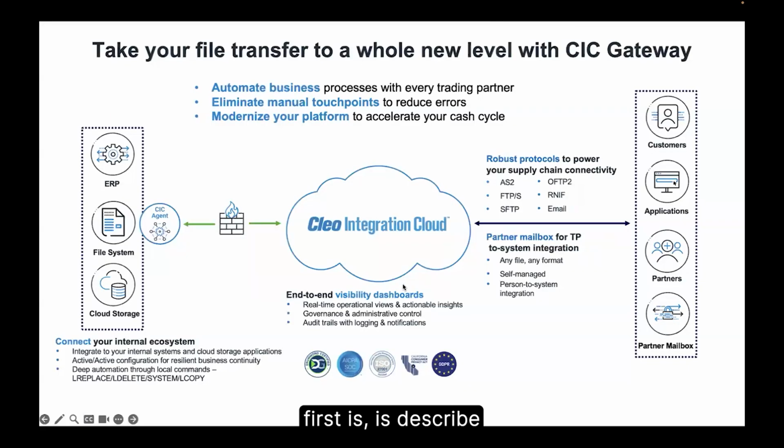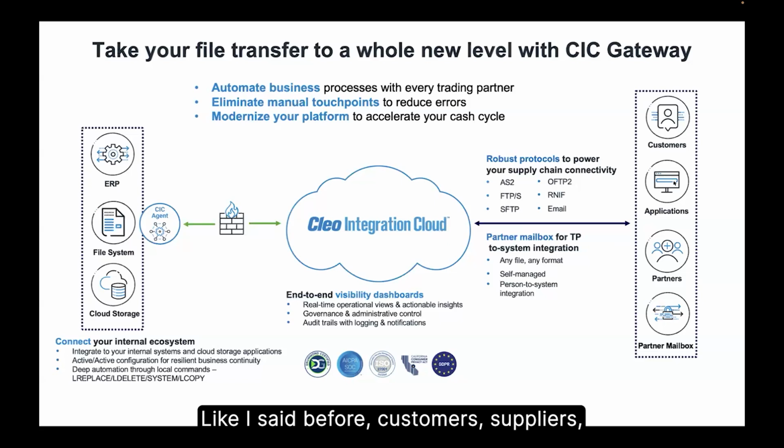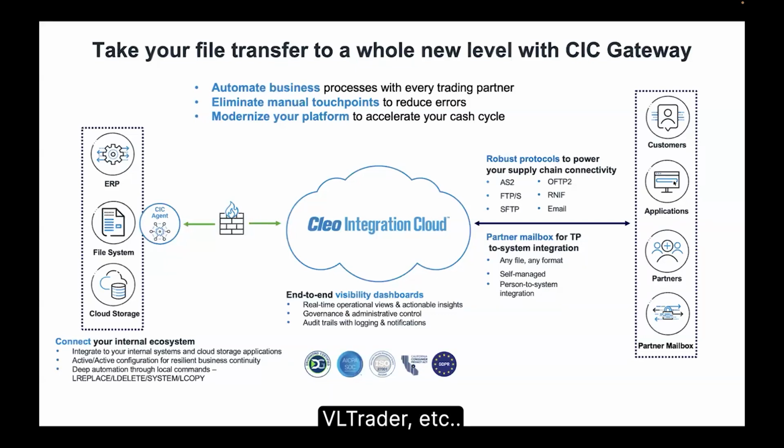Let's get started. What I want to do first is describe the CIC Gateway functionality at a very high level. I'm going to talk from right to left here, maybe a little bit backwards. On the right side of this diagram would be anything external to you. Our platform sits in the middle, and the right side would be external, like I said before, customers, suppliers, really anybody that you do business with externally that speaks some flavor of SFTP, AS2, one of the protocols that's supported within LexiCom, VLTrader, etc.